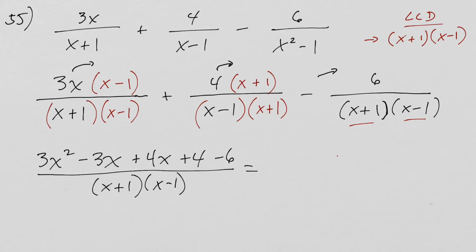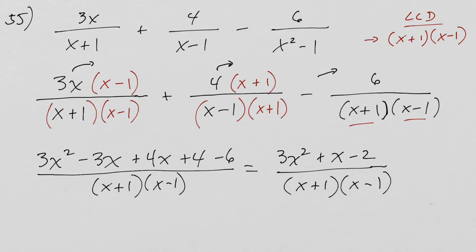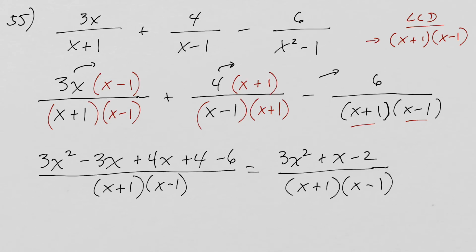Now I'm going to combine like terms. I have 3x squared, negative 3x and positive 4x are positive 1x, and positive 4 minus 6 is a negative 2. Now, I think that this may be a simplifiable fraction, but I'm not going to know for sure until I factor the numerator. So I'm going to slide this up a little bit.